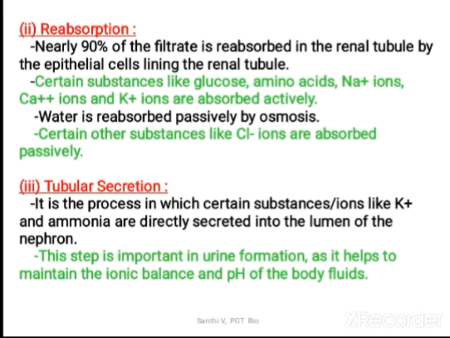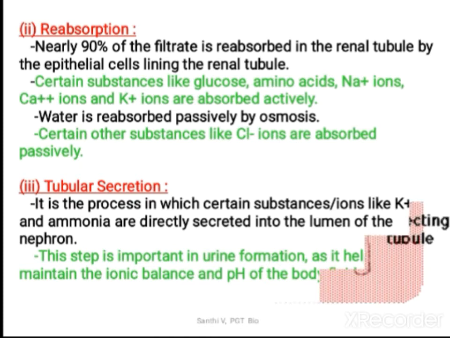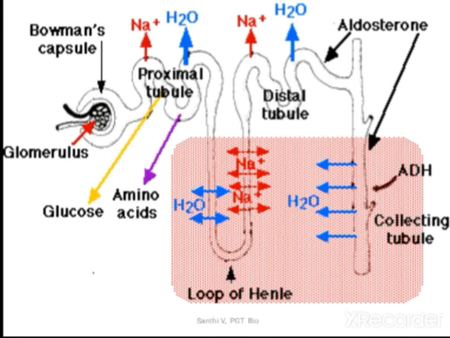Next is tubular secretion. During this process, certain substances like K plus and ammonia are directly secreted into the lumen of the nephron. Lumen is the cavity of the nephron. This step is very important in urine formation because it helps in maintaining the ionic balance and the pH of the body fluids. Now can you see here how it occurs?